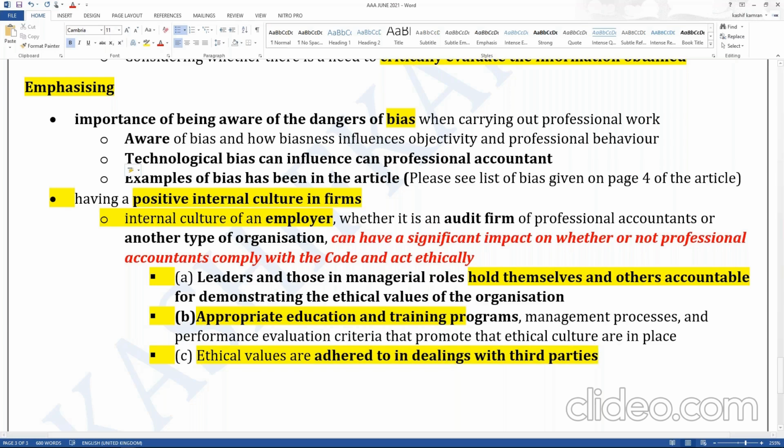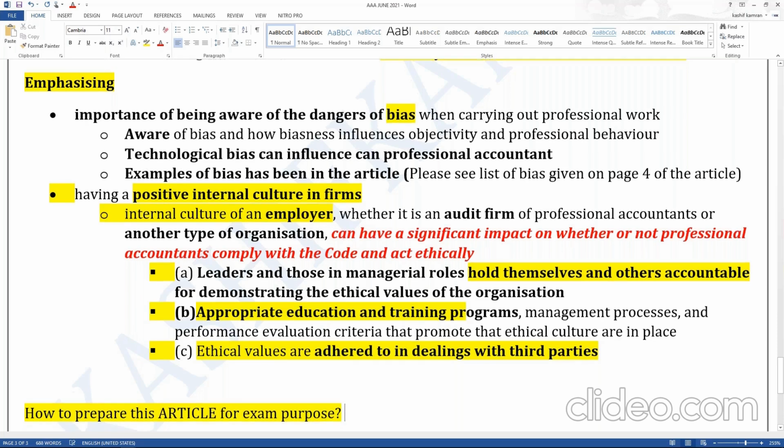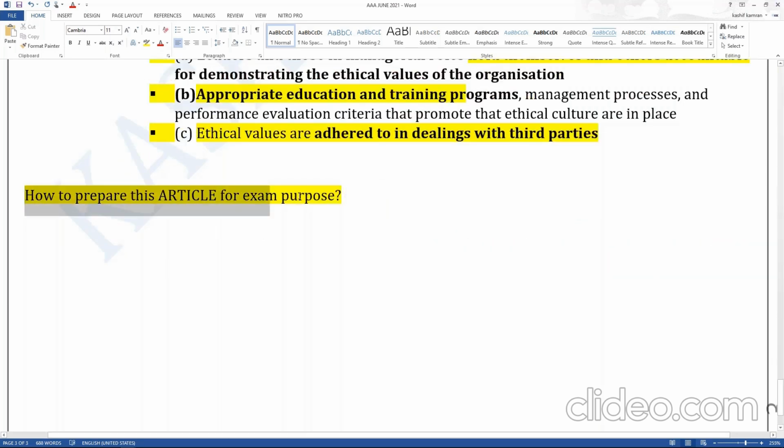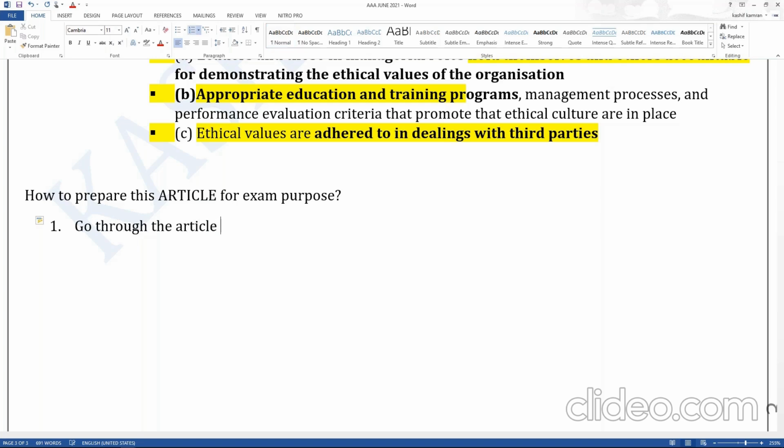Now, how would you go about preparing this article from an examination point of view? That's a big question. How to prepare this article for exam purposes? I think that's a big question which I should solve before I exit from this article. Now, if you're preparing this article from an examination point of view, first of all, what you should do. Firstly, I would prefer that you just go through the article published before you read my summary. Try to understand it yourself.